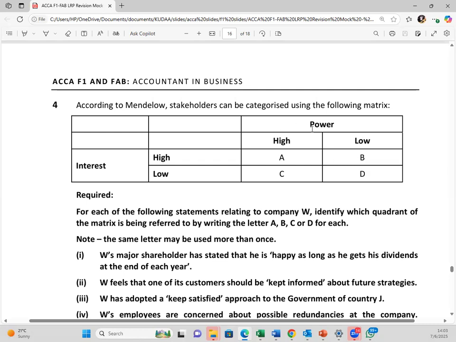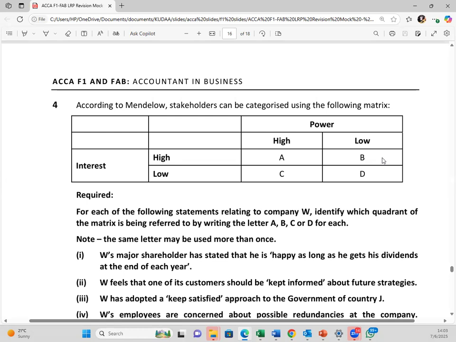For B, they have power, but low interest. Let's think of the government. The government has power and it can cause the business to shut down at any time. But you might not even see them, as long as you are adhering to the rules and regulations. They don't intervene in your business.